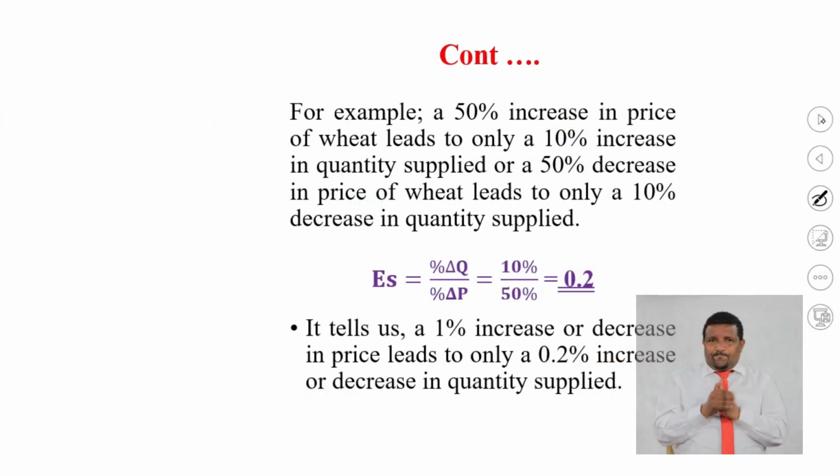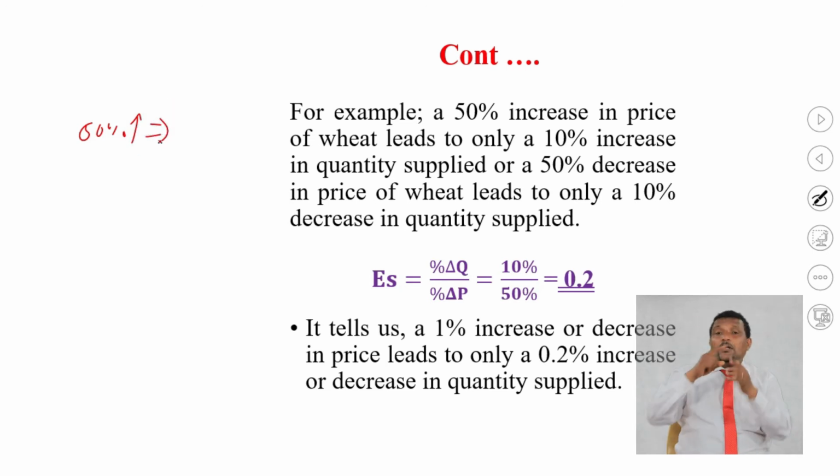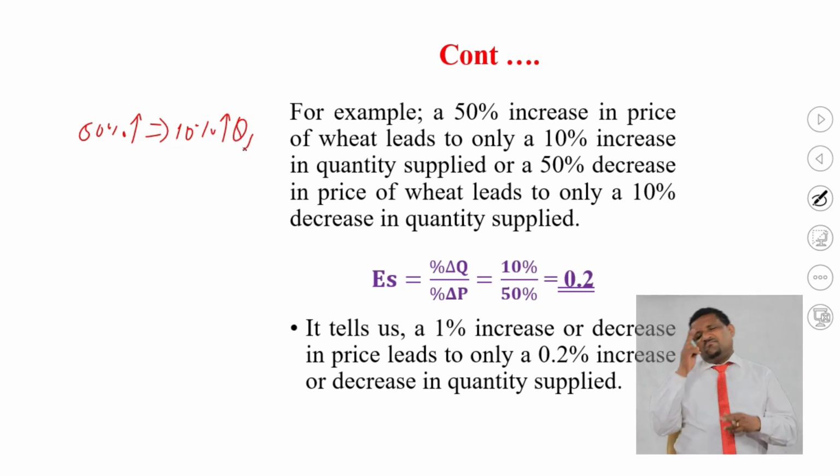For example, a 50% increase in price of wheat leads to only a 10% increase in quantity supplied. That means a 50% increase in price of a commodity is a higher increment in price, but the resulting increment in quantity supplied is too small. This is a 10% increase in quantity supplied. Then the supplier is careless or less sensitive to changes in price of a commodity. This means a 50% increase in price leads to a 10% increase in quantity supplied.